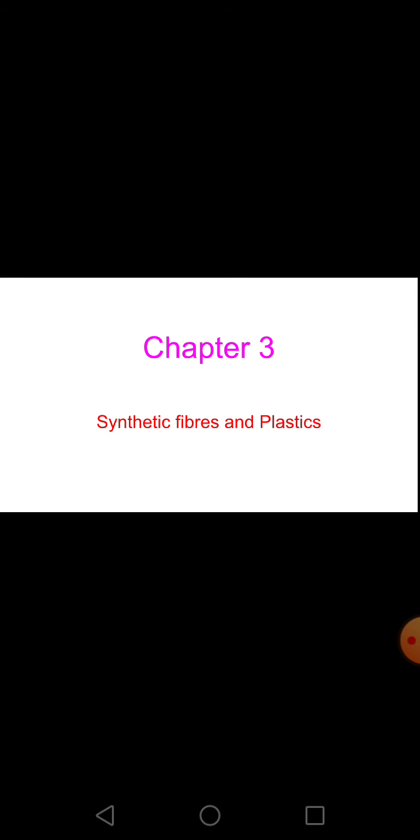In your previous seventh class you learned about what fibers and fabrics are, and you learned about natural fibers in that class. We know that fibers are of two types: one is natural fiber and the other is man-made or synthetic fiber. In this chapter, you will learn in more detail about synthetic fibers.